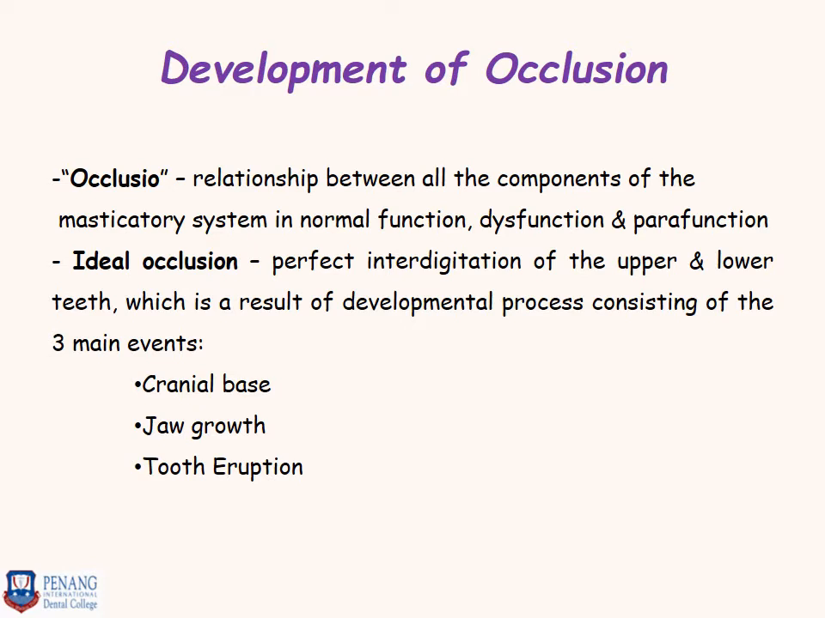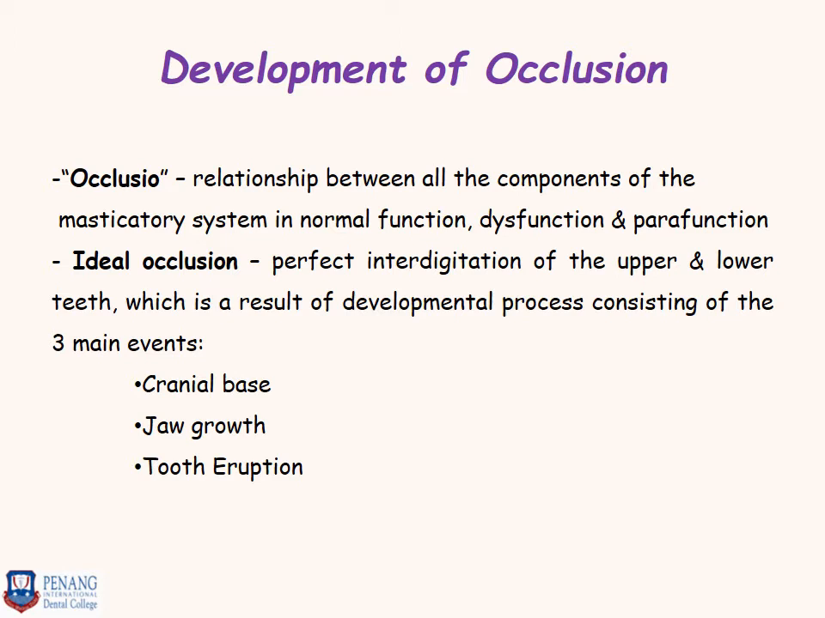So moving on to the development of occlusion. What is occlusion, or occlusio as we say? It's a relationship between all the components of the masticatory system. The masticatory system is your maxilla, mandible, your muscles, your teeth. So it is a relationship between all the components of the masticatory system, which is in normal function, dysfunction, or parafunction. So what is the ideal occlusion?